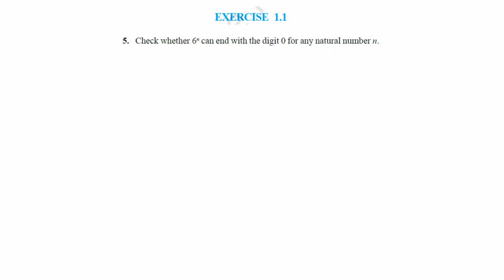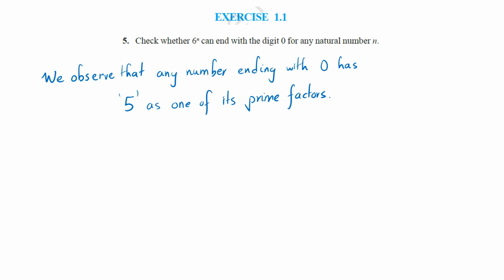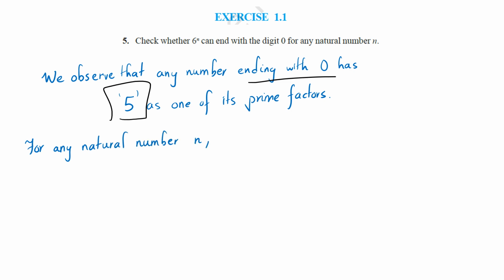Now let's observe one thing. If a number has to end with 0, it has to have 5 as one of its prime factors, right? Because if you take a number like 150, it is divisible by 5. So if a number has to end with 0, 5 should be a prime factor, correct? And for any natural number n, 6 to the power n can be written as 2 times 3 to the power n, because 6 is 2 into 3, which means you can write it as 2 to the power n times 3 to the power n.